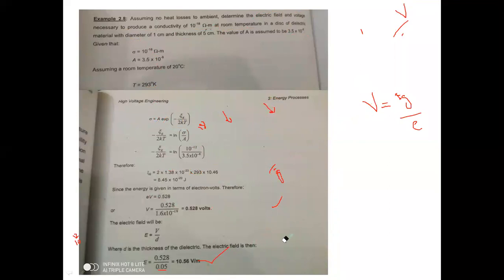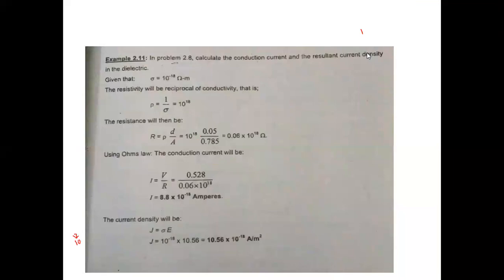Now switching to another example. Okay, repeat the previous example to find the conduction current and the resultant current density, meaning J. You have to find I and J. Okay, so conductivity was 10 to the power minus 18 in the previous example.